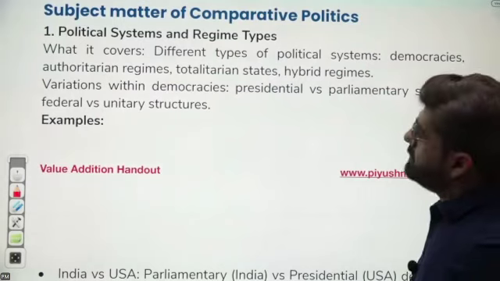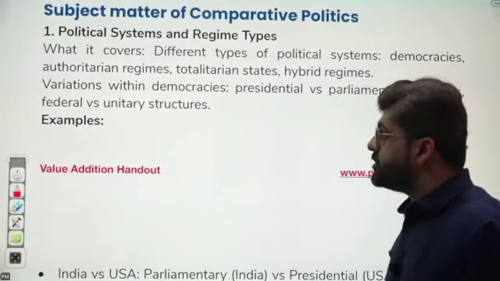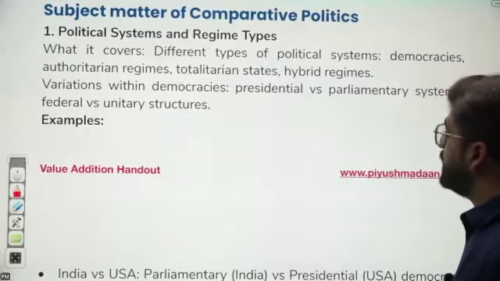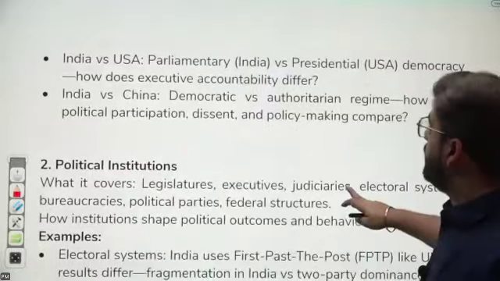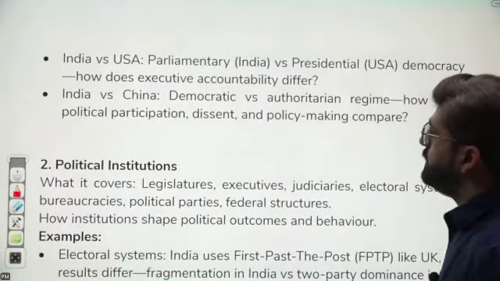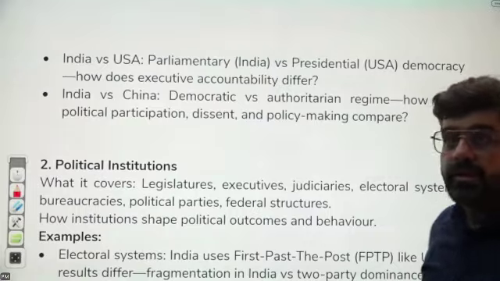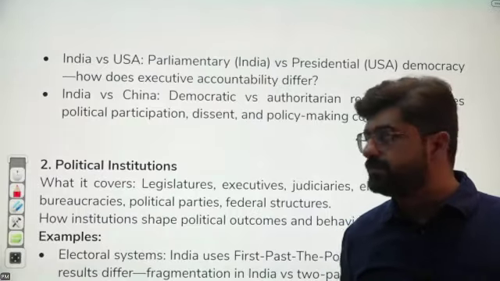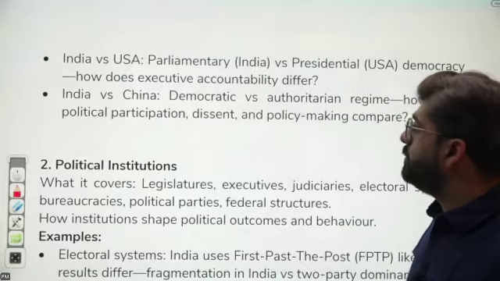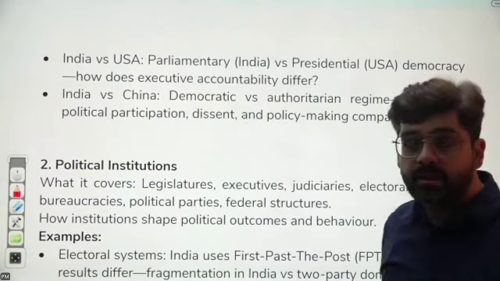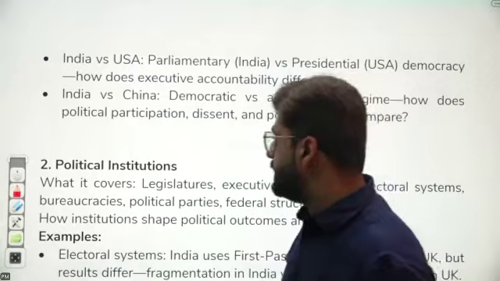Different types of political system: democracies, authoritarian, totalitarian, hybrid regimes, then variations within democracies: presidential, parliamentary, federal, unitary, all of these are studied. Okay. For example, India versus USA, parliamentary form of government versus presidential form of government. How does the executive accountability differ here? Or India versus China, one is democratic, other is authoritarian. How does political participation, dissent, and policy making, how they vary across India and China depending on these parameters?